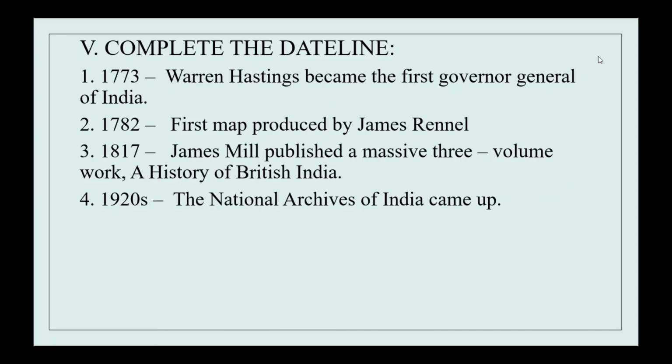Then 1817, James Mill published a massive 3-volume work. What is the name of the book? A History of British India. Then in the 1920s, what happened? The National Archives of India came up.